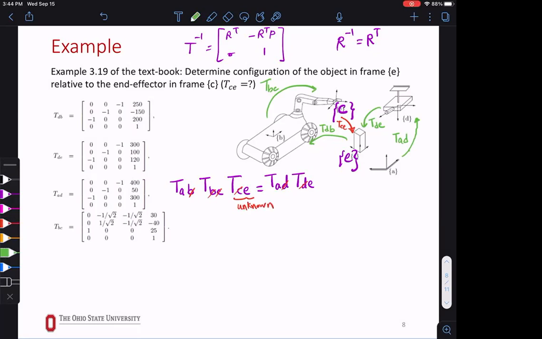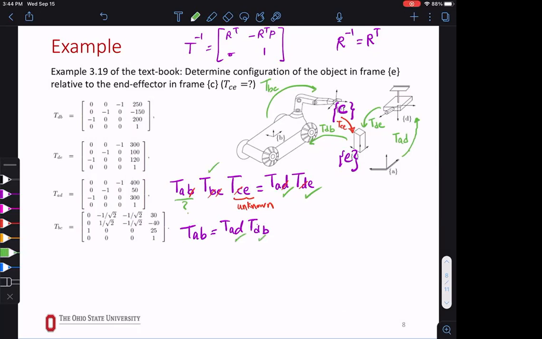Now, how many things do we have already? We have TAD, we have TDE, we do have TBC. I don't have TAB directly. Okay, so how about this guy? Can I write an expression for TAB? Yes, can you tell me what that is? So TAD, TDB, right? And I have both of these. So I actually have TAB. So I can replace that in there.